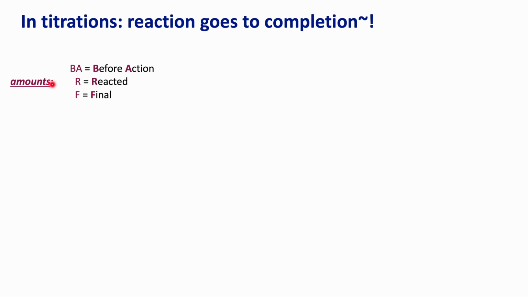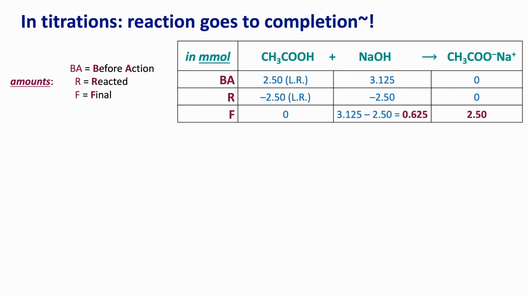Since we're working with amounts, corresponding to a BARF table: amounts before action, amounts reacted, amounts final. The question is, what action? The action of your two components reacting to give you a product. Filling up this table, I already calculated the amounts of each one of those species. I determined that my sample was the limiting reactant that gets consumed all the way.